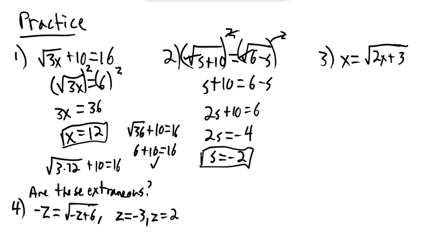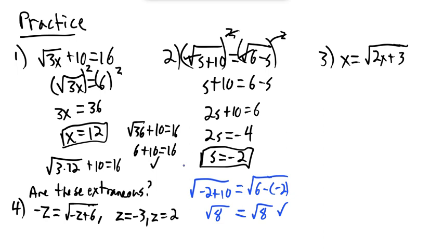Make sure you check these as well. So put this in. Let's do a check in a different color. Get the square root of -2 plus 10 is equal to the square root of 6 minus -2. Okay, -2 plus 10, that's going to be 8, and 6 minus -2 is the same thing as 6 plus 2. So it's equal to the square root of 8. That one is good to go.